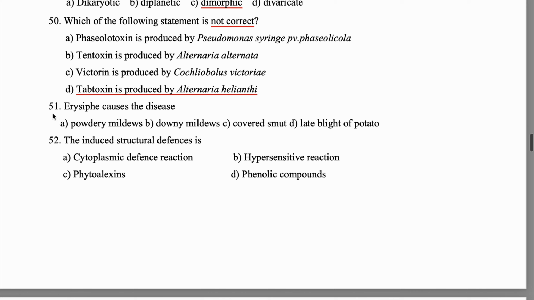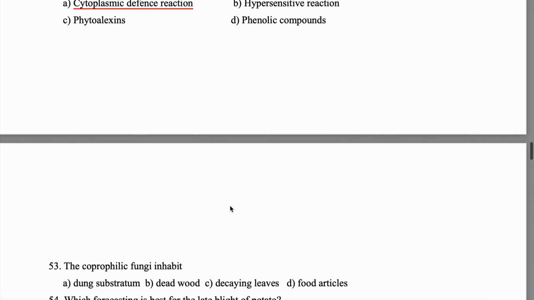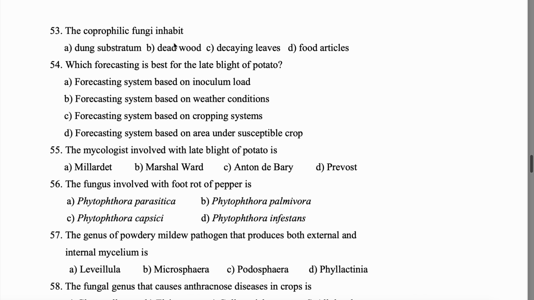Okay. Question 51. Erysiphe causes the disease. Erysiphe is the genus for powdery mildews. 52. The induced structural defense. Now, if anybody doesn't know the answer, all these options are what? Defense. Okay. But they ask structural defense. So, it will be cytoplasmic defense reaction. Because these phytoalexins, these phenolic compounds, they are what? They are biochemical defense, right? Question 53. The coprophilic fungi inhabit dung substratum.